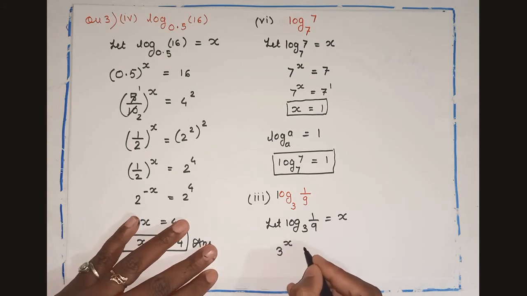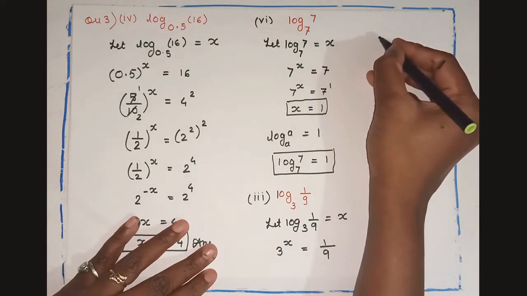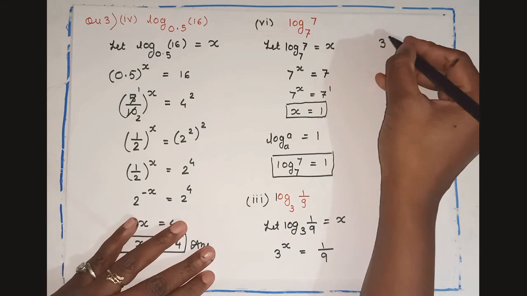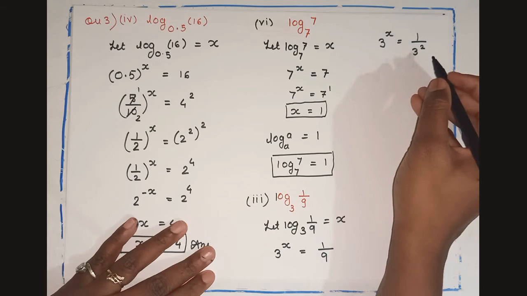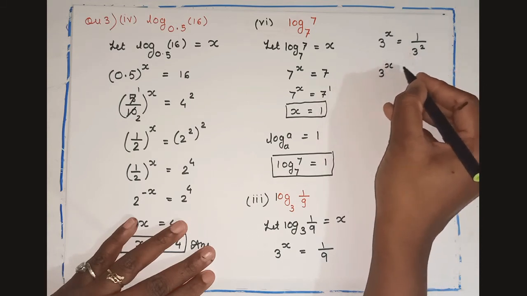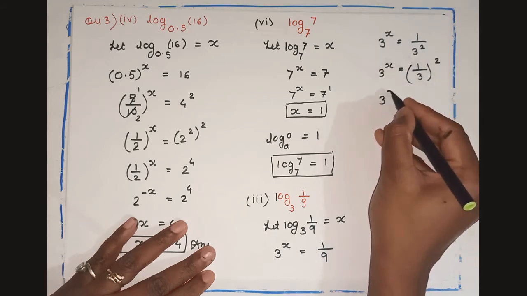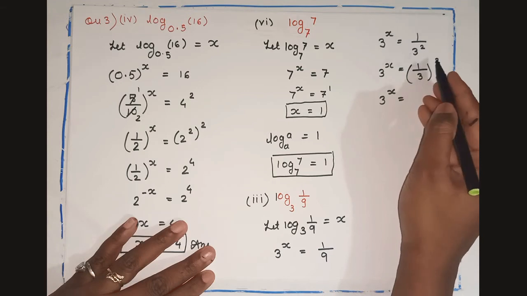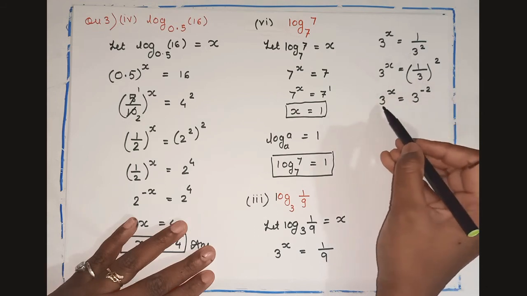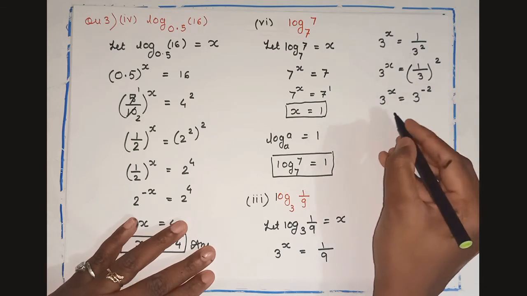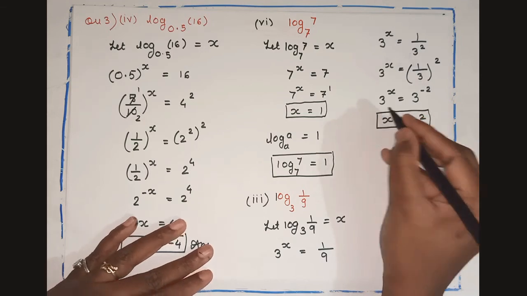3 to the power x equals 1 upon 9. Further solving, you will get 3 to the power x equals 1 upon 3 square. Now I am taking this square term out of the bracket. I'll just make the reciprocal, so the power will become minus. So 3 to the power minus 2. Now you see the bases are the same, so it means the powers are equal. So x equals what? x equals minus 2.